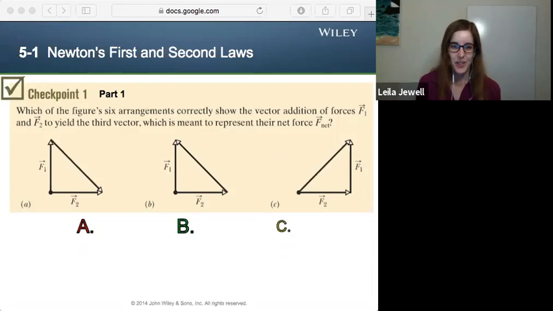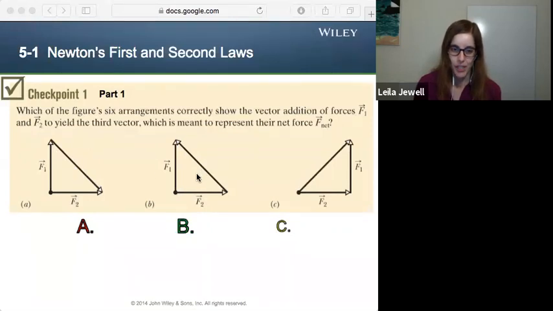Right, as we look at these different responses, it mentions vector addition of forces. So if it's vector addition, we need to line them up tip to tail. We notice with A, the tip of F2 is not pointing to the tail of F1, and actually the tip of F1 is pointing to the tail of the net force. So this is vector addition of F1 plus F net equal to F2. That's not what we're looking for here.